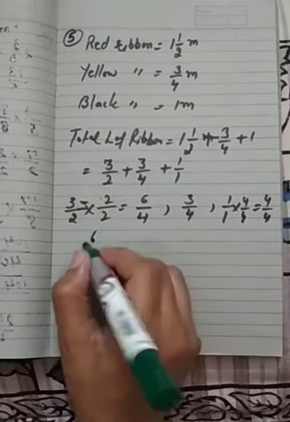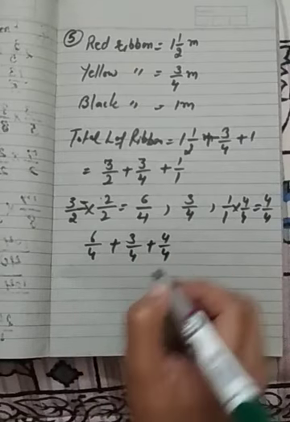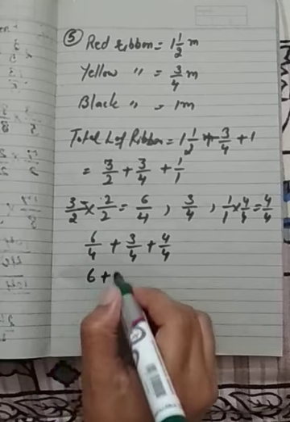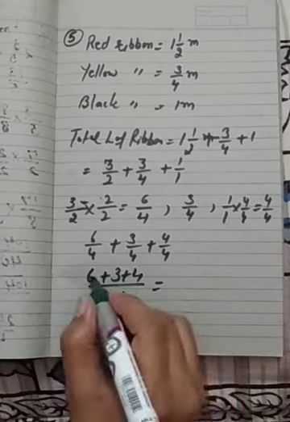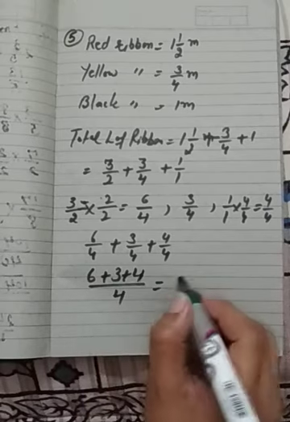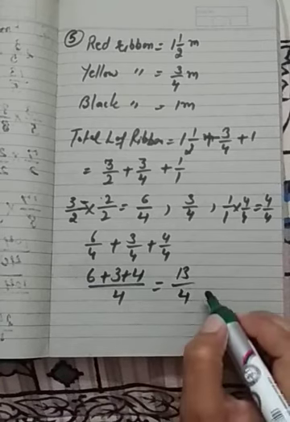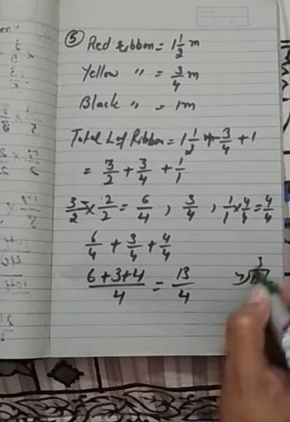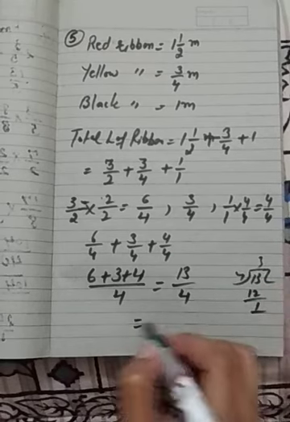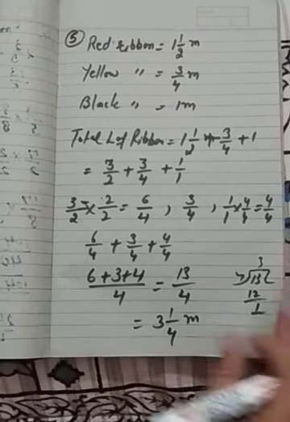Now we will add 6 by 4 plus 3 by 4 plus 4 by 4. Now add only the numerators and write the denominator as it is. 6 plus 4 is 10, 10 plus 3 is 13 by 4. It means she required 13 by 4, or convert it into the mixed fractional form. 4 3s are 12. It means 3 1 by 4 meter ribbon is required. Now the sixth question.